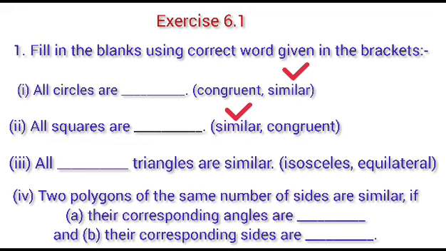Third question. All dash triangles are similar. The answer is equilateral because in equilateral triangles all sides are equal. But in the case of isosceles triangles it is not so. Fourth question. Two polygons of the same number of sides are similar if A, their corresponding angles are dash and B, their corresponding sides are dash. Polygons mean anything, it may be a hexagon, heptagon or octagon. We know that in the case of similarity of figures, sides may or may not be equal but the angles should always be equal. So here A answer is equal and B answer is proportional.